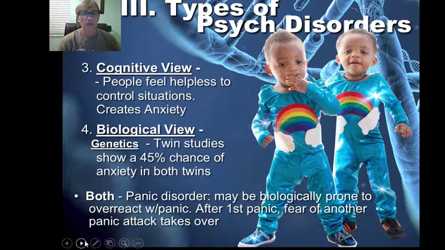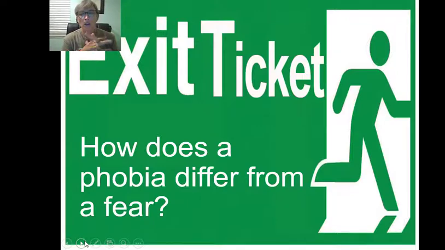And then the biological view is that twin studies show a 45% chance of anxiety in both twins. Now, a combination of cognitive view and biological view is that panic disorder may be biologically prone to overreact with panic. After the first panic, fear of another panic takes over. So we reflect on those things that cause the panic attack, and now since you know it's there, you kind of fear that next thing. Okay, that's a really quick overview of anxiety disorders, which includes phobias, panic, OCD, PTSD, and stress disorders.